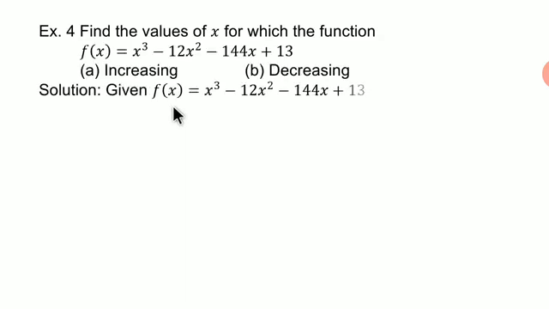Example number 4. Find the values of x for which the function f of x is equal to x cube minus 12x square minus 144x plus 13 is A. Increasing, B. Decreasing.